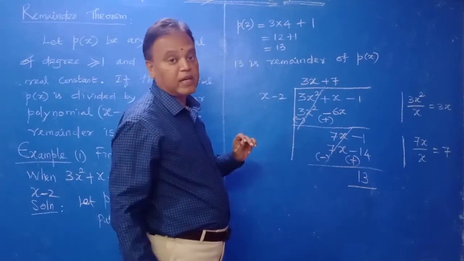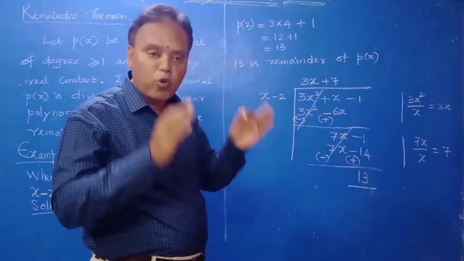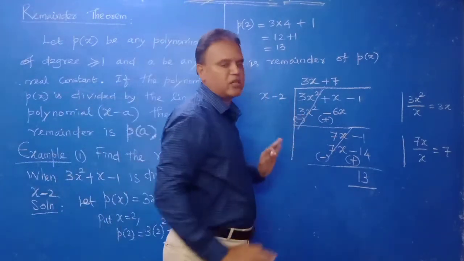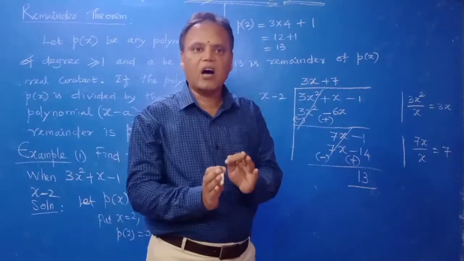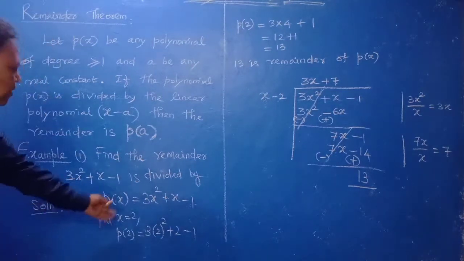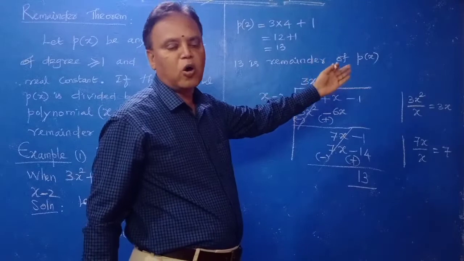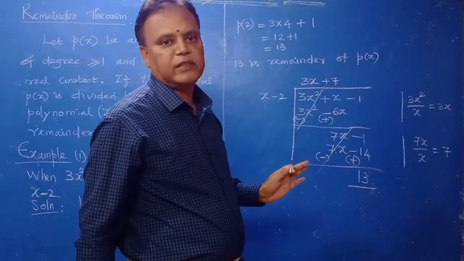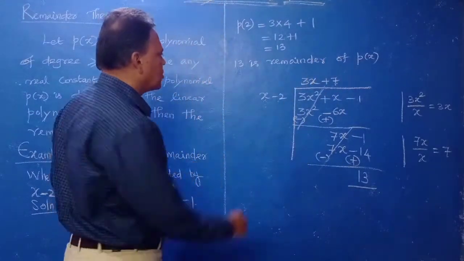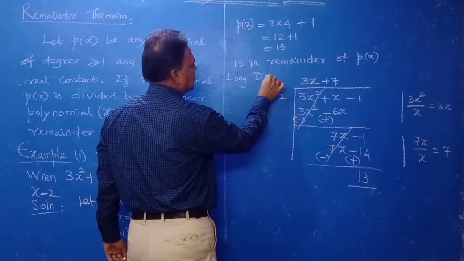But in the problem, sometimes they may ask to find the quotient and remainder, which means you have to use only the long division method. Only if they ask for the remainder can we easily find it using the remainder theorem. Understand? You have to read the problem carefully. Clear? This is called the long division method.